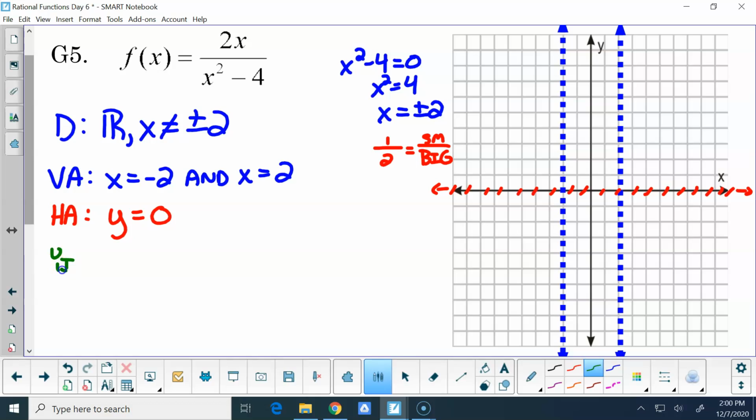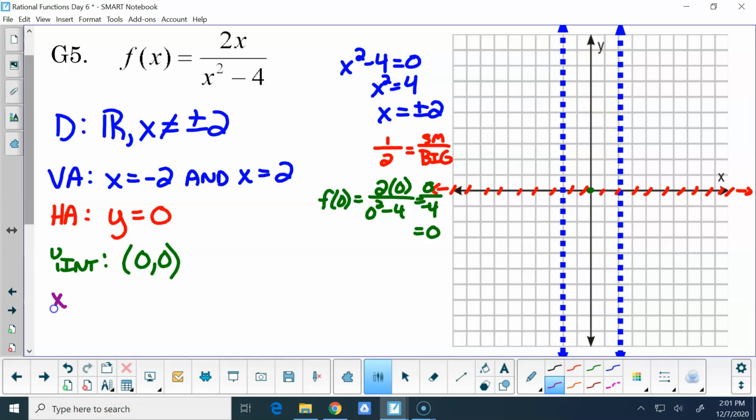This is step number 3. Find my y-intercept. Well, that means I'm going to plug 0 into my function. f of 0 is going to be 2 times 0 over 0 squared minus 4, so that's going to be 0 over negative 4, which is just 0. So I get a y-intercept of the origin. Uh-oh, that's right on my horizontal asymptote.